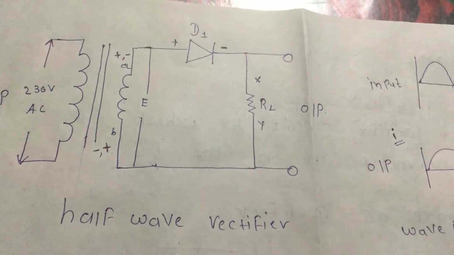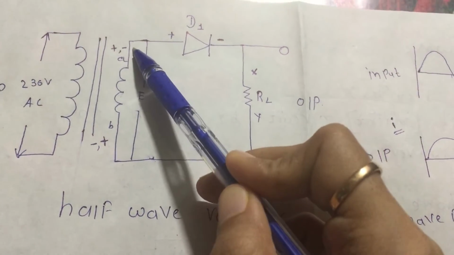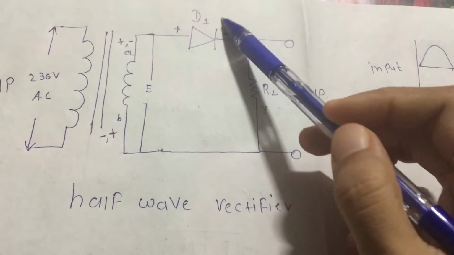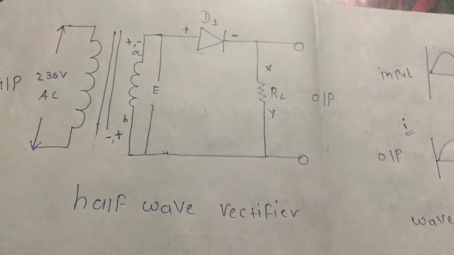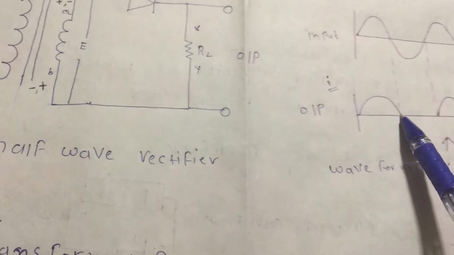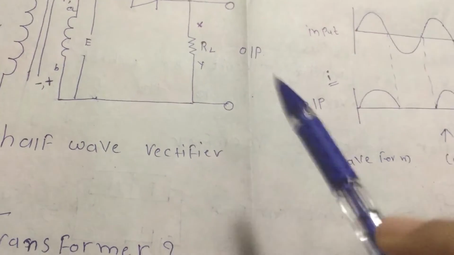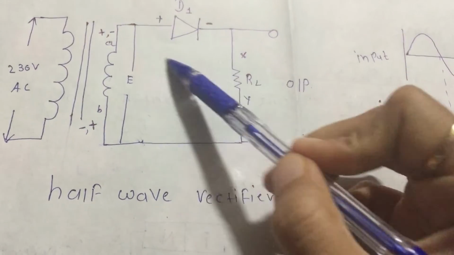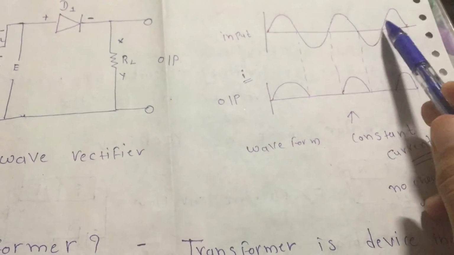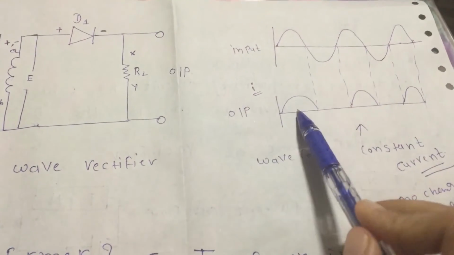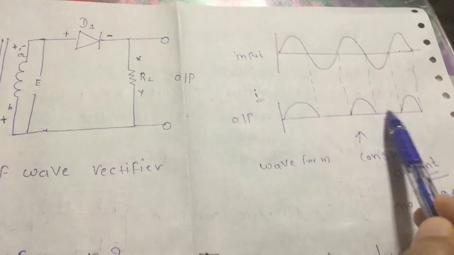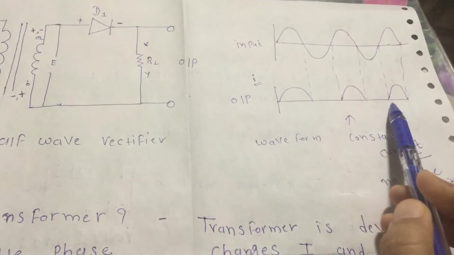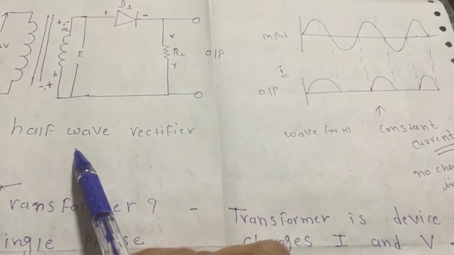Now after changing periodically, A becomes negative with respect to B, so A is negative and B is positive. The diode becomes reverse biased. Of course, you know in reverse bias current cannot flow properly, so there is no output waveform. Then it changes again: A is positive and B is negative, so the diode is again forward biased and we get this. So it is forward bias, reverse bias, forward bias, reverse bias. This is the waveform of the half wave rectifier. We get only half of the wave from this rectifier, that's why it's called half wave.